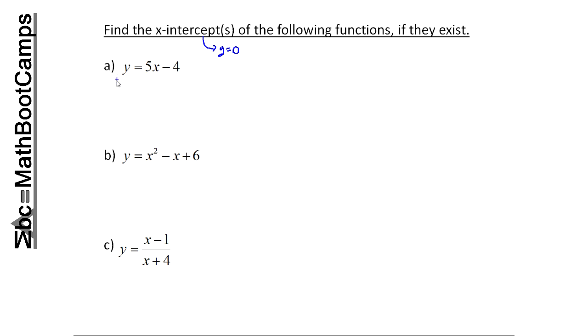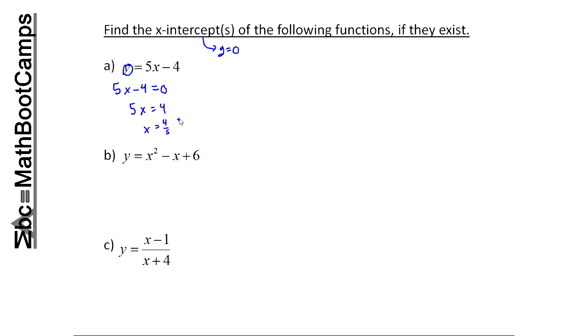So for this first one, all I have to do is let y equal 0. And so that means that 5x minus 4 equals 0, because this is now 0. And so this is just a nicer way of writing that, right? And then I solve for x. I say, okay, 5x equals 4. And so x must equal 4 over 5.